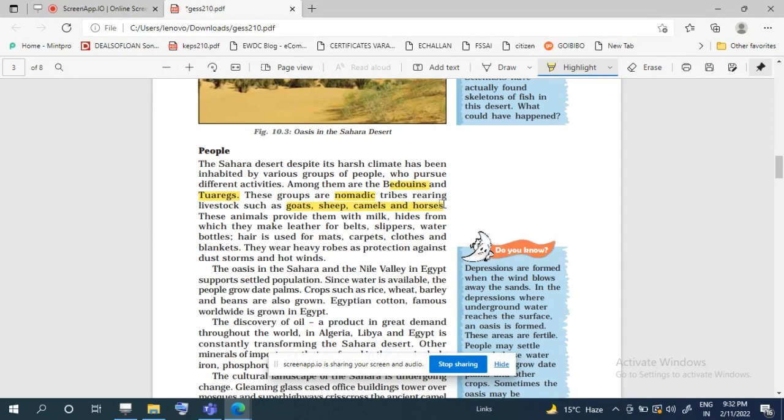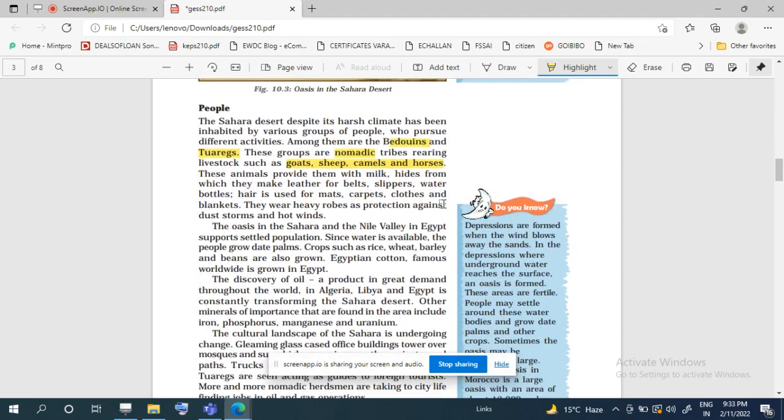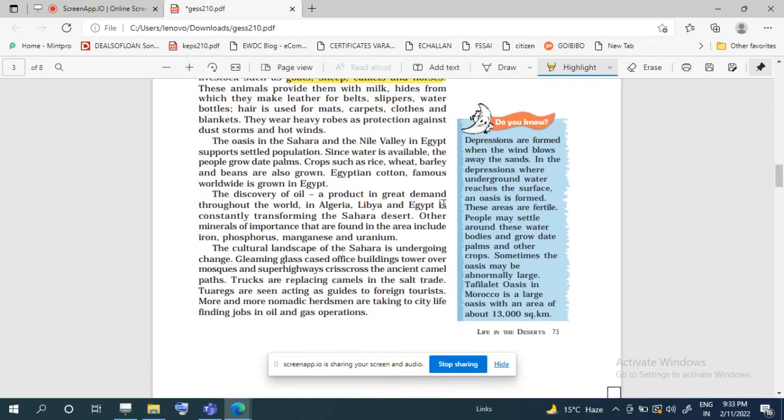Right? And we see that the people in Sahara Desert wear heavy robes. Why? Because it protects them from dust, storms, and hot winds. And in Sahara and in the Nile Valley in Egypt, we see that oases are there, and this oasis supports a settled population.